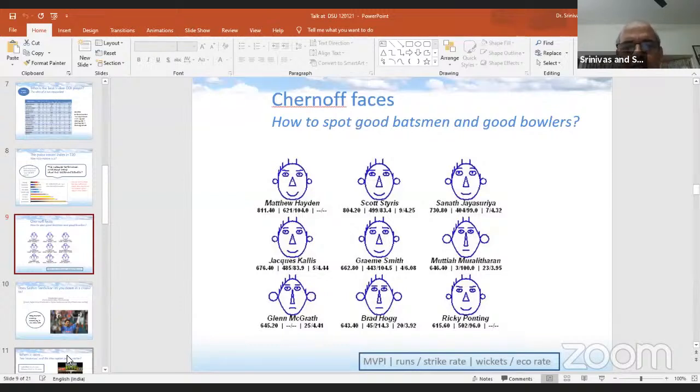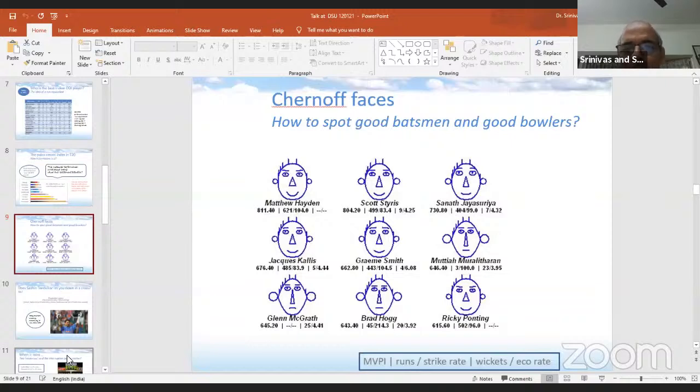Okay, are you seeing these pictures? These were actually from the 2007 World Cup and they're called Chernoff faces. If you haven't looked up Chernoff faces, maybe it's a good time to look them up. At the end of this class, you might want to Google and check what it is. But let me tell you right away what it is, a little bit.